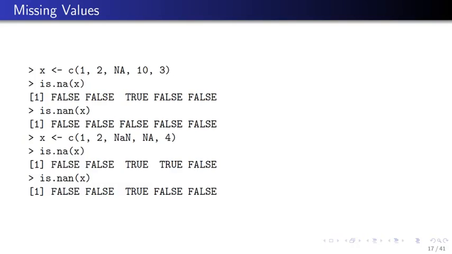If I call is.nan on this vector, you'll see that the vector that's returned is all false because there aren't any NaN values in this vector, so everything's false. Of course, if I create a vector that has a NaN value in it and an NA value in it, you'll see that is.na returns true for both of them, but is.nan only returns true for the value that's actually NaN.